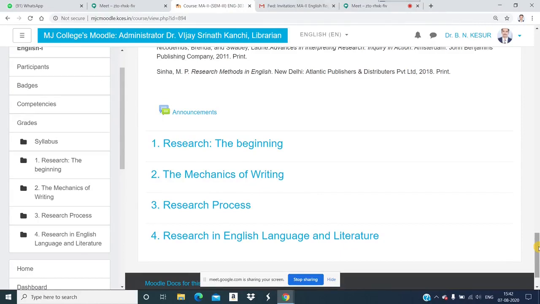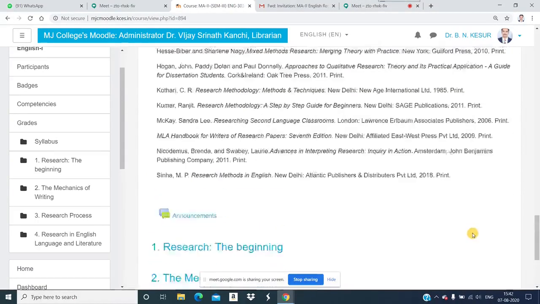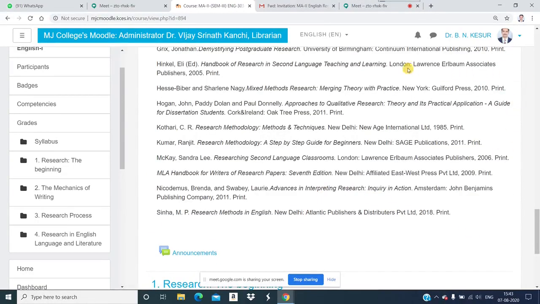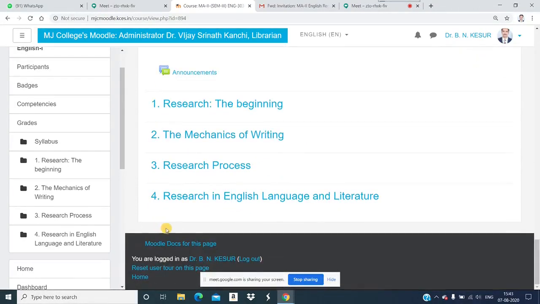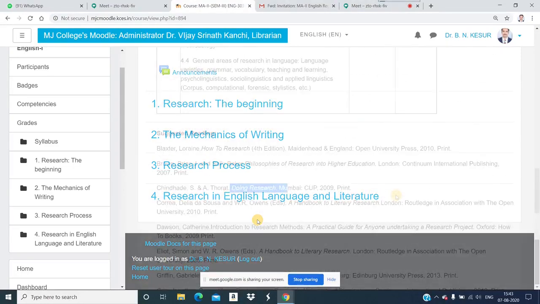Okay, so I think if you do the registration for this, then that will be very useful to you all. So I will suggest you download, you can also download the Moodle app from the Google Play Store. Okay, and you can use it on your mobile.